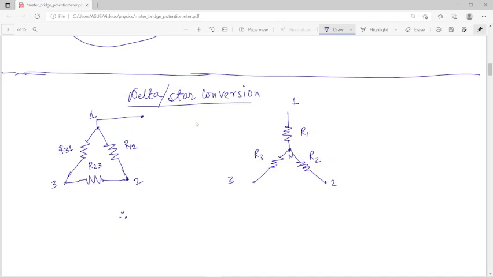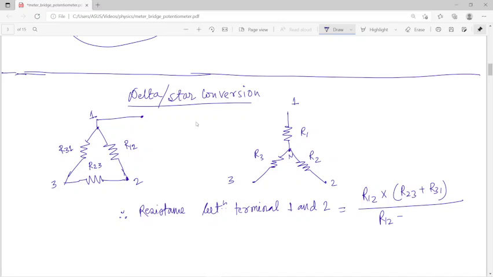That means first what we want to say, that I have to find the resistance between terminal 1 and 2. If I want to find the resistance between terminal 1 and 2, you will see R31 and R23 are in series, and the series combination is in parallel with R12. So we can say this is R12 multiplied by R23 plus R31, divided by R12 plus R23 and R31.